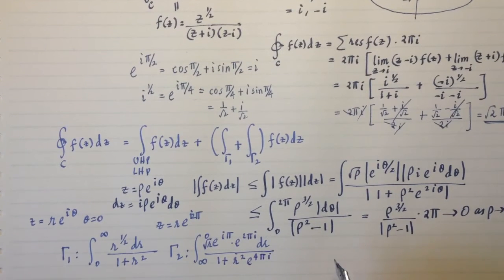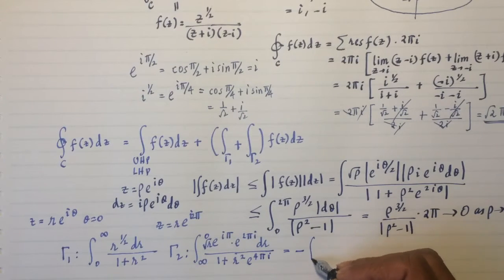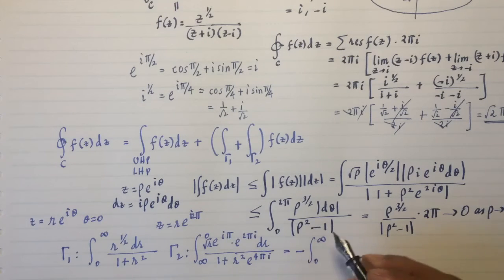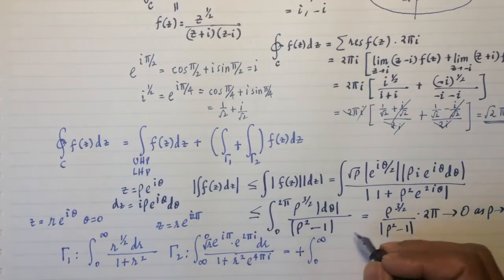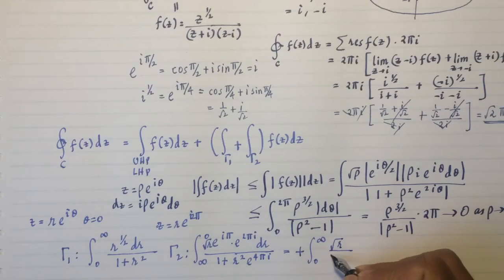So this quantity here, when I multiply everything through, this just gives me negative, because e to the i pi is minus 1. Also the negative sign I'm going to get from flipping. And then e to the 2 pi i is 1, e to the i pi is just cosine pi plus i sine pi, that's just minus 1, so that will cancel out the minus there. And then I get square root of r over 1 plus r squared, because e to the 4 pi i is just equal to 1.